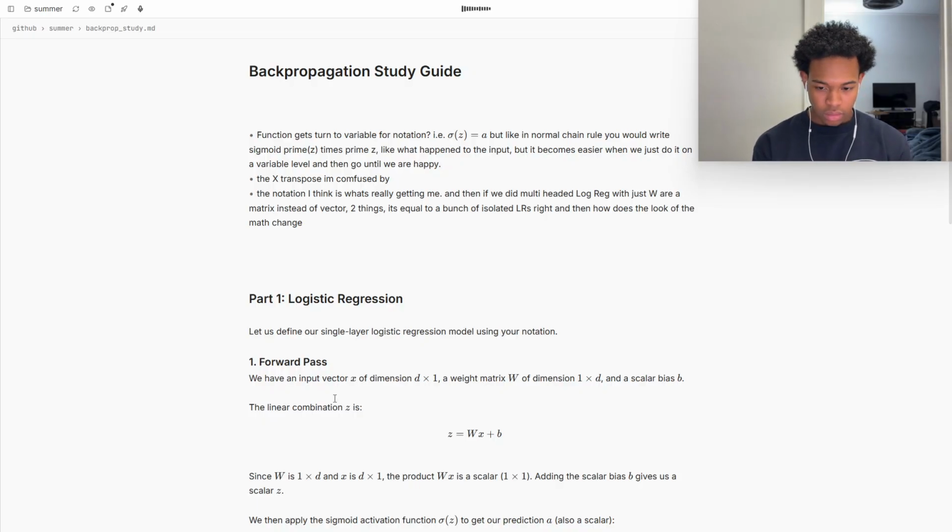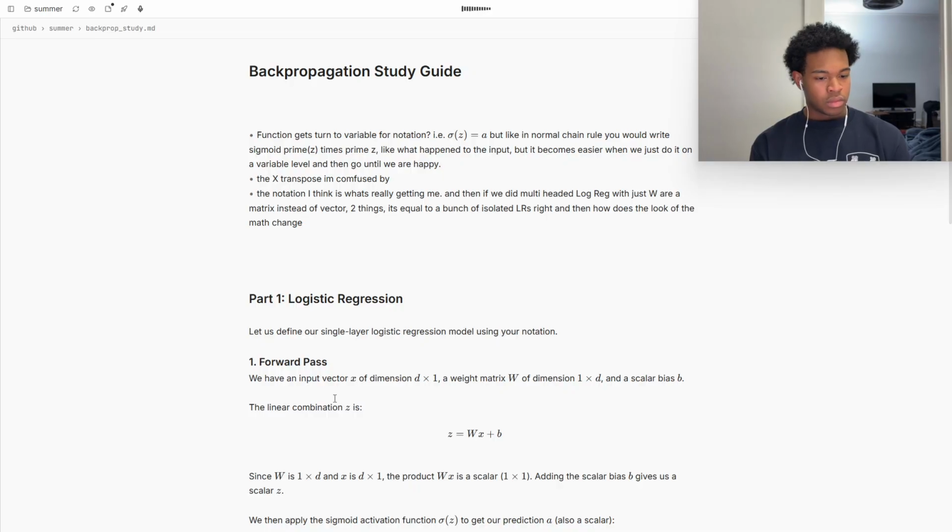I would love to break these down for you. Let us start with your first question about turning functions into variables for notation. When you write the chain rule in introductory calculus, you often write it as f prime of g of x times g prime of x. This gets incredibly messy in deep learning because we have long chains of nested functions, and keeping track of what is being evaluated where is a nightmare.